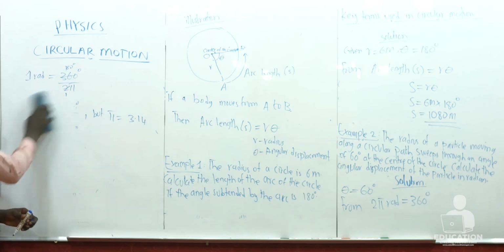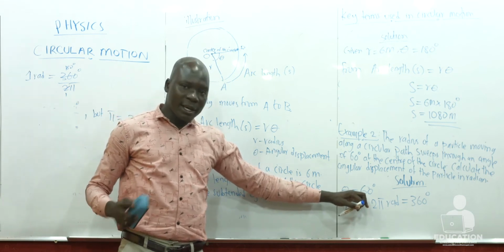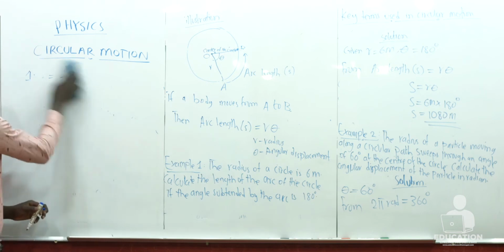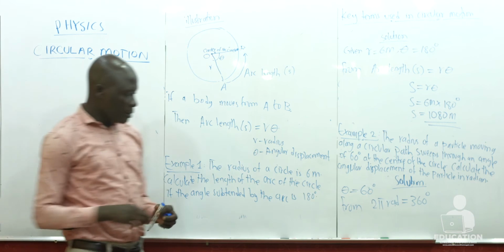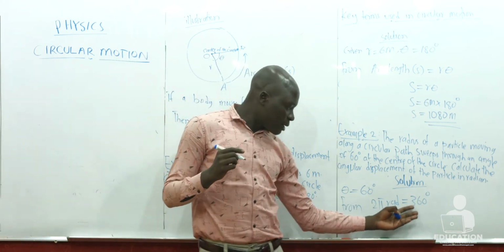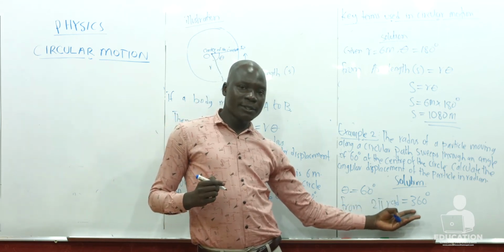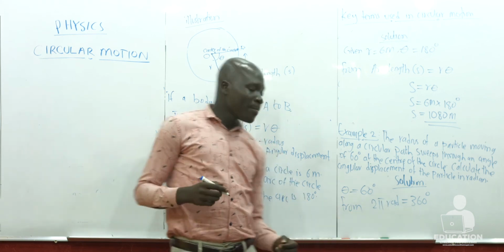Now we have to first find out how many radians are there in 1 degree. How many radians are there in 1 degree? Which means from this relationship, we have to first find 1 degree. To find 1 degree, we are going to divide both sides by 360 degrees, so that we shall have only 1 degree equal to.